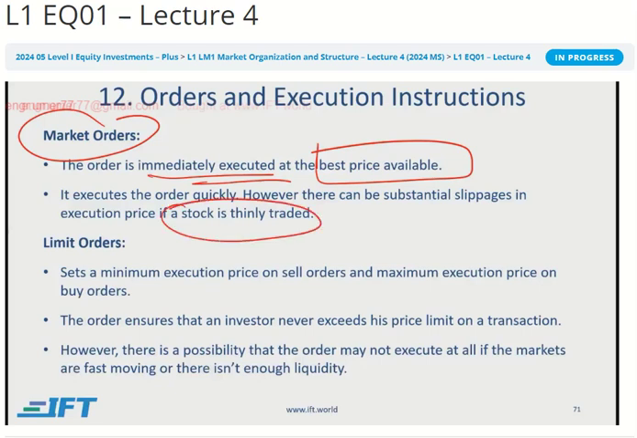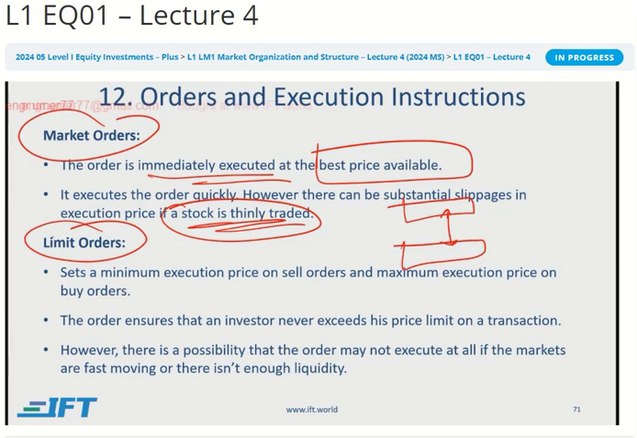But that's really dangerous, because if a stock is thinly traded, there is a big difference between the ask and bid, right? So if you want to sell, you might get a very low bid. If you want to buy, you might get a very high ask. So that's dangerous. So it's not advisable to place market orders for thinly traded stocks. Better to place a limit order. But for stocks which are heavily traded, you can place a market order.